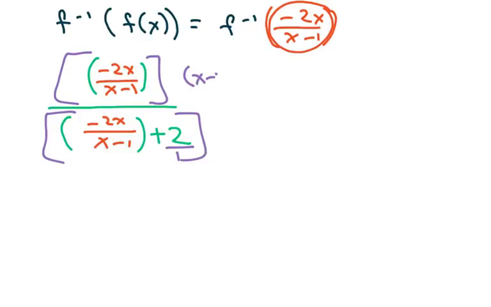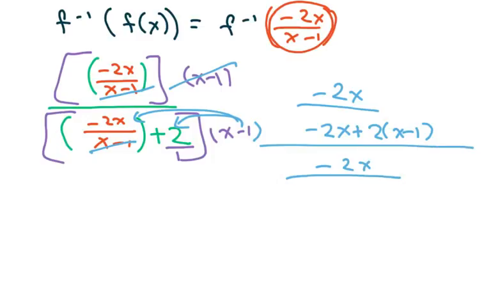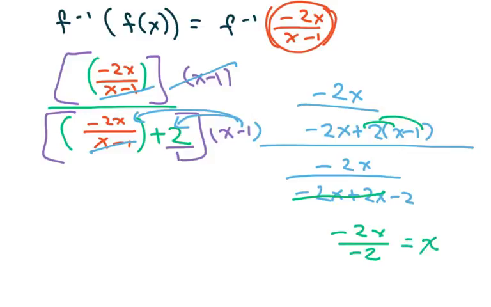So you can multiply by x minus 1. And what happens is these will cancel, so you just get negative 2x. And this is going to cancel, so you're going to get negative 2x again, plus 2, and you have to distribute here, 2 times x minus 1. So I get negative 2x over negative 2x plus 2x minus 2, and that's with me just distributing here. That's going to give you negative 2x over negative 2, which equals x.